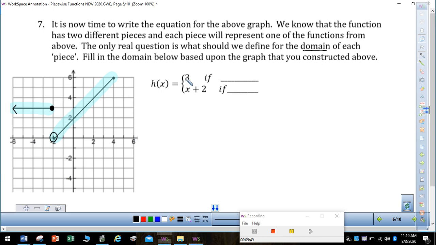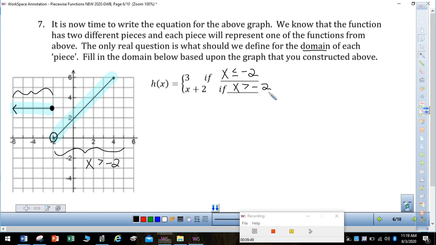So here we're saying that h of x is equal to 3 if our x values are less than or equal to negative 2, because that's where the x values are shown on the graph when our function is y equals 3. It's for all the x values, not just less than negative 2, but because of the closed circle there, less than or equal to negative 2. Then our function is equal to x plus 2 for all of the x values that are greater than negative 2. I'm going to transfer that right over here.